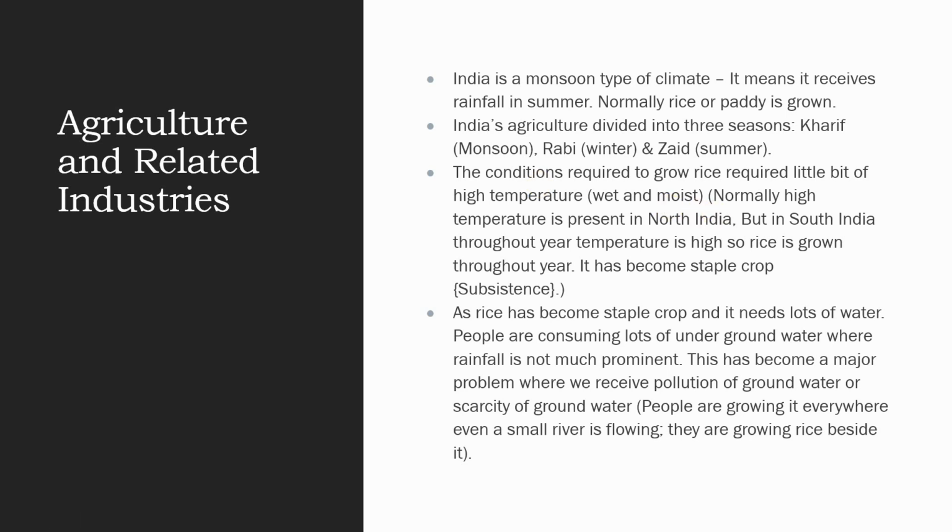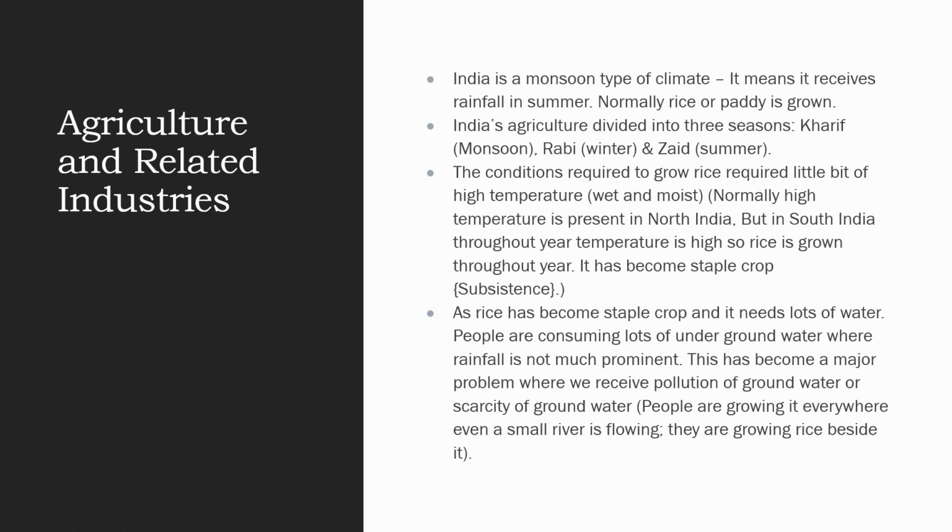The conditions required to grow rice are a little high temperature and a wet, moist climate, and normally high temperature is present in North India. But in South India, the temperature is high throughout the year, so rice is grown throughout the year. That's why when you move to South India, you will get food made of rice: idli, sambar, dosa, uttapam and so on. So it has become a staple crop for those areas. In the northern part of India you also get wheat. In southern India, most people do not like to eat rotis and chapatis, because they seem too dry for them.